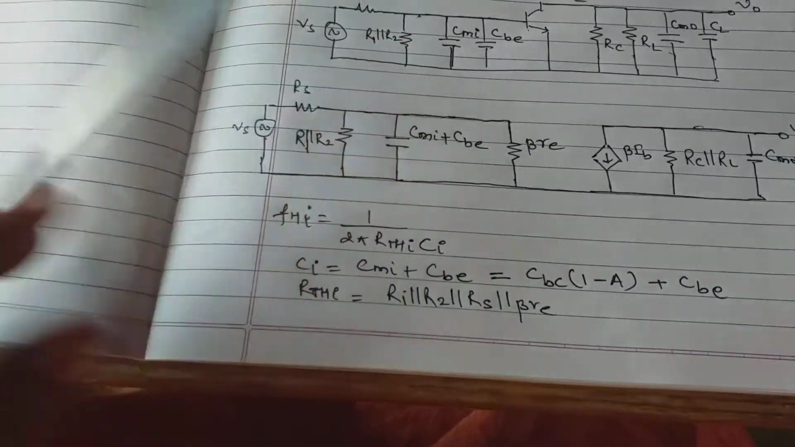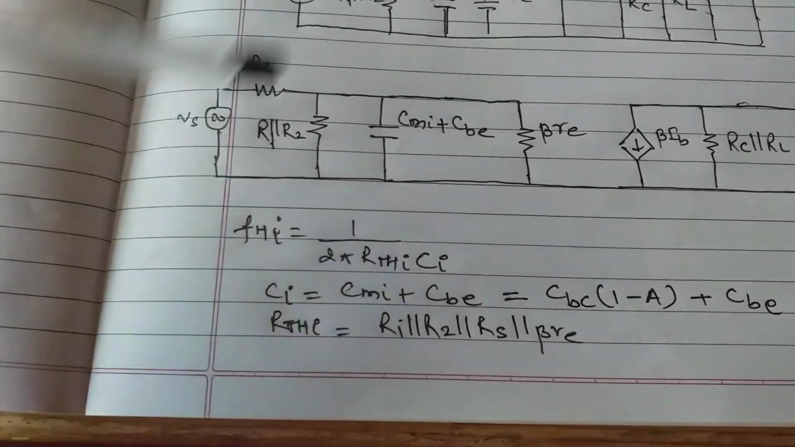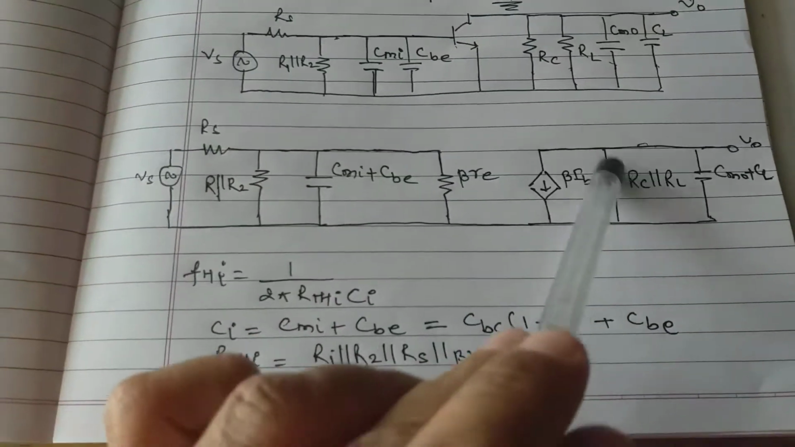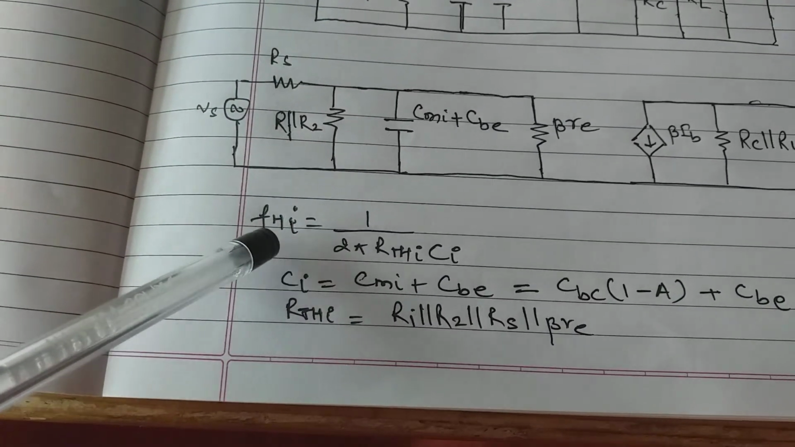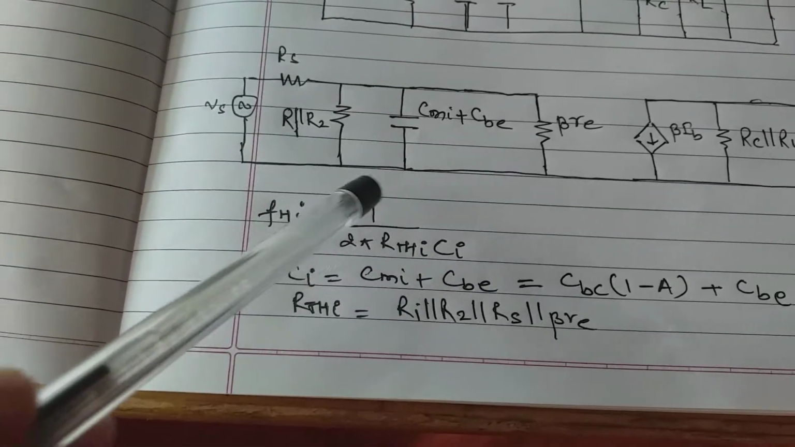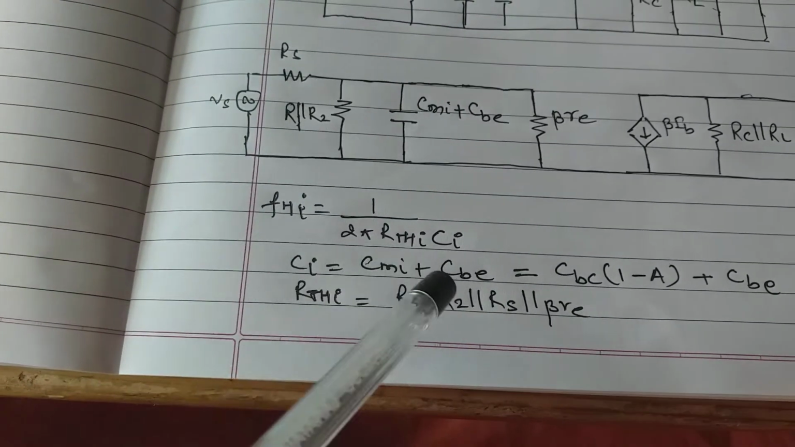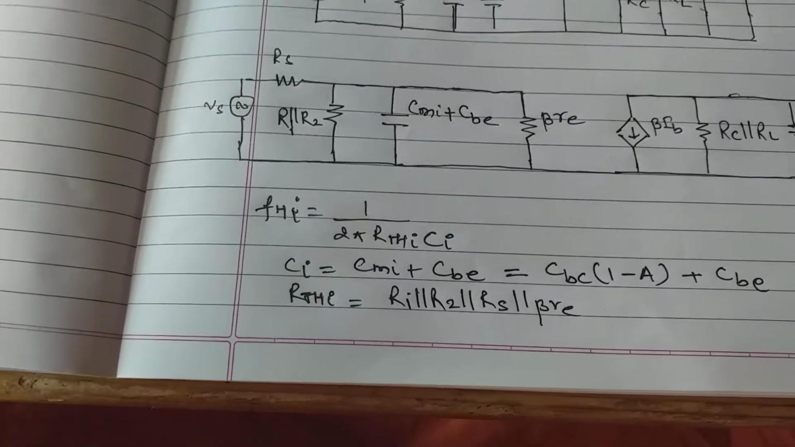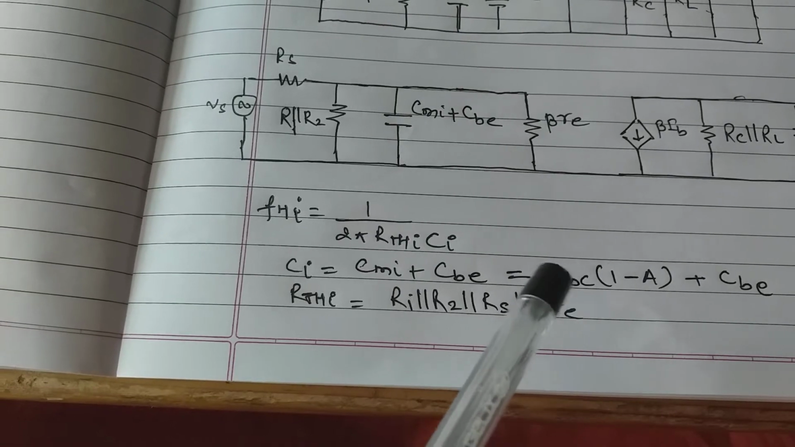Again we have to calculate high frequency. For calculating high frequency we have to consider the input circuit and output circuit as well. So for the input circuit, FHI, high frequency for input circuit, is 1 upon 2 pi RTHI into CI. What is CI? CI is equal to CMI plus CBE. Very easy. CI is equal to CMI plus CBE.